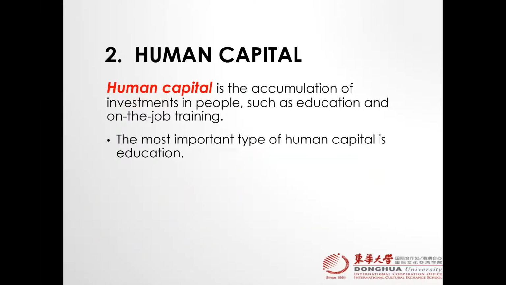So human capital says higher the education, higher the salary. Why? Because education means accumulation of investments. Why do you go for degrees, higher degrees? Because it is an investment in your on the job training, an increase in your skills. It's like that, right? So the most important human capital type is education.